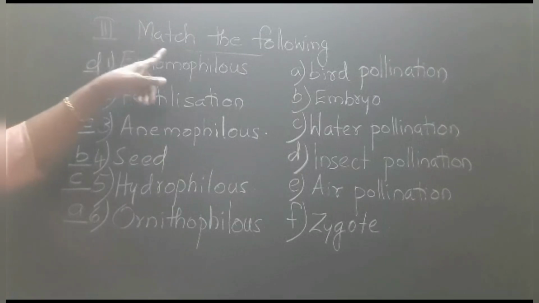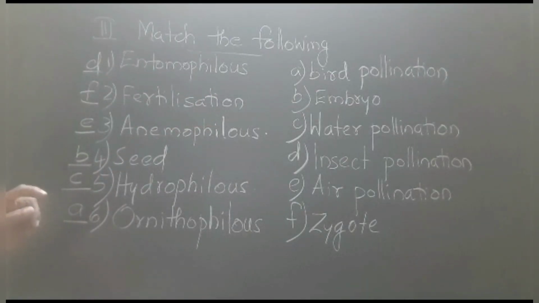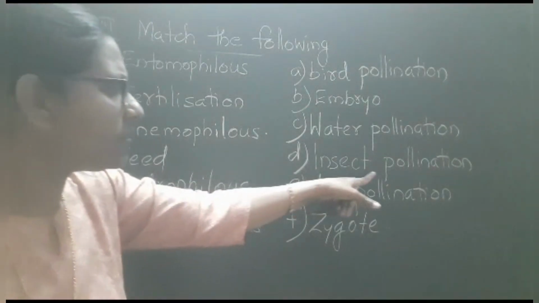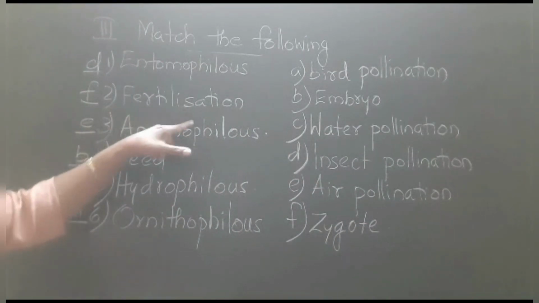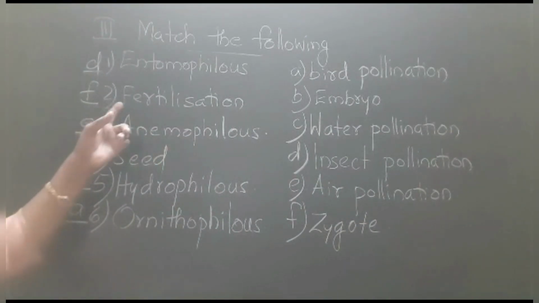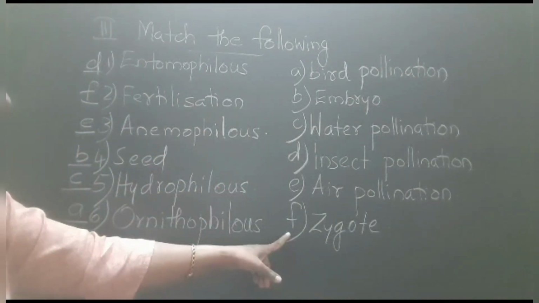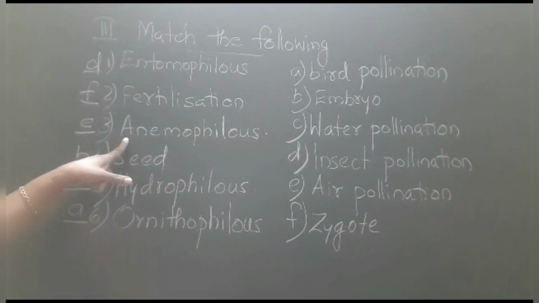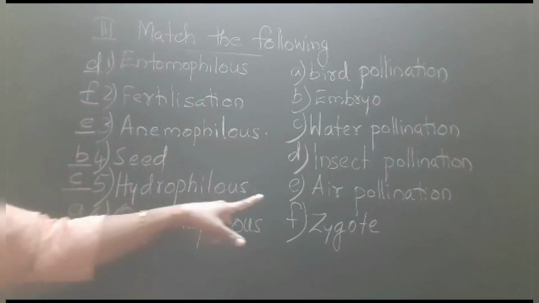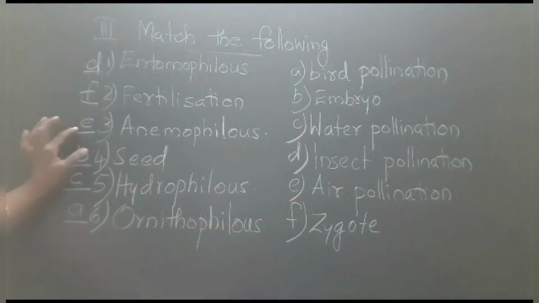Third one is, match the following. First one, entomophilous. Entomophilous is what? That is pollination by insect pollination. So D is the answer. Then fertilization. After fertilization, zygote forms. So fertilization, then zygote. F is the answer. Then anemophilous. Pollination through air, that is called anemophilous. E, air pollination, that is the answer.